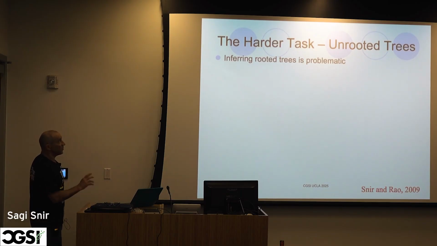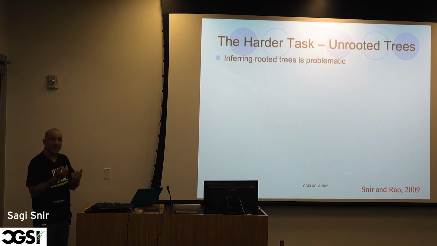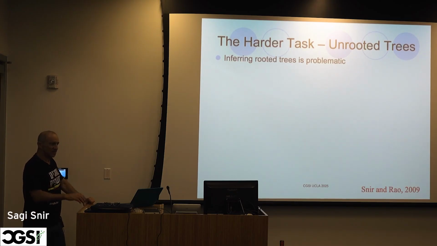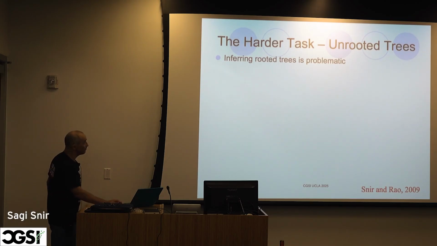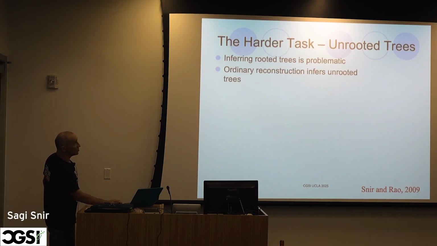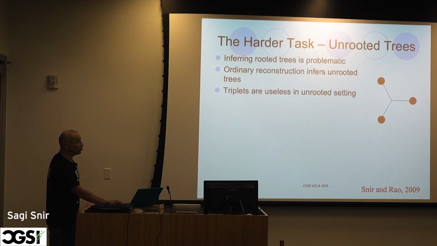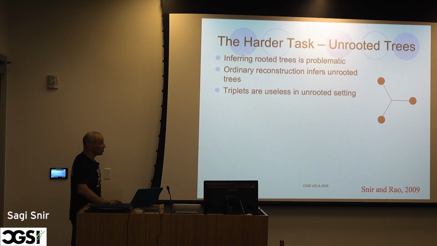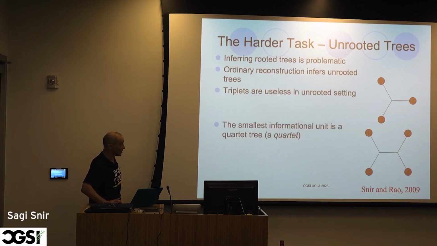However, inferring rooted trees is problematic. We don't have that signal of time in the data. So, like I said, the most common, and you could have seen that either in Siavash's talk or in Tandy's talk, ordinary reconstruction infers unrooted trees. So now we are back into unrooted trees, and I remind you, quartets. So triplets are useless in the unrooted setting, and we are with quartets, okay?